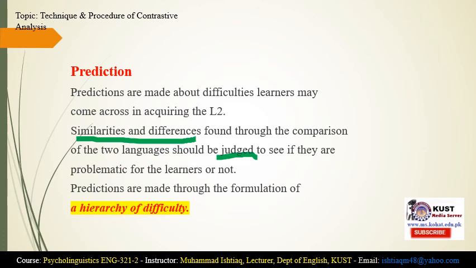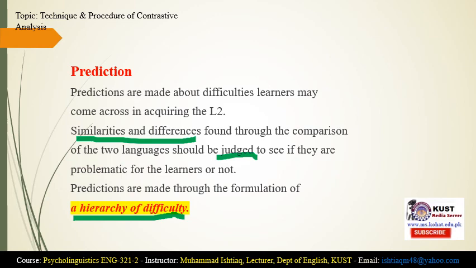So predictions are made through the formulation of a hierarchy of difficulties. This is one of the most important ideas in this lecture. In the coming lecture, we will discuss what is meant by hierarchy of difficulty, a very rich topic again. So predictions are not made randomly. How should predictions be made? They should be made on the basis of a hierarchy of difficulty. What is a hierarchy of difficulty? It will be the topic of discussion in our next lecture.